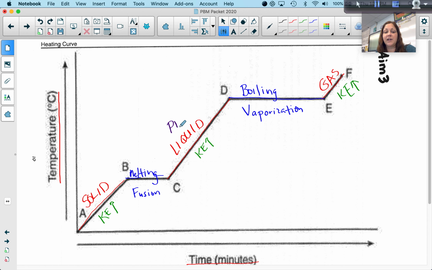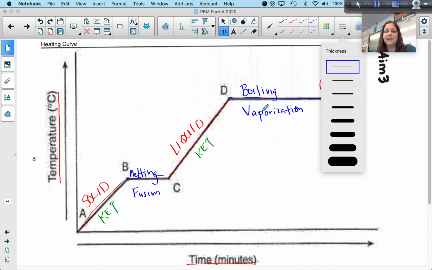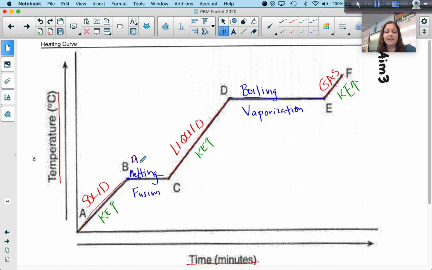At a phase change, what we're going to see, which would be our flat lines, is when we'll say that the potential energy is increasing. So we have an alternating thing happening here. When the temperature is going up, the kinetic energy increases. At a phase change, the temperature stops changing. That's when the potential energy increases.